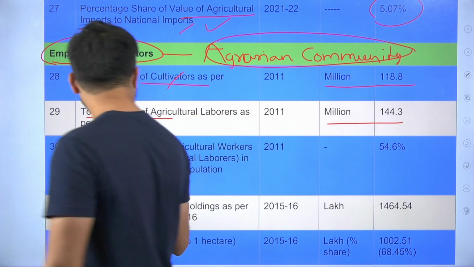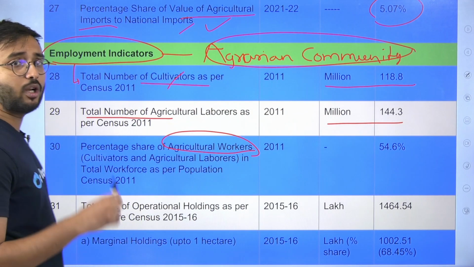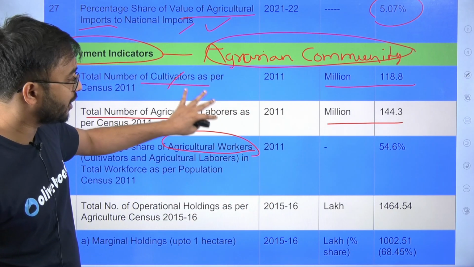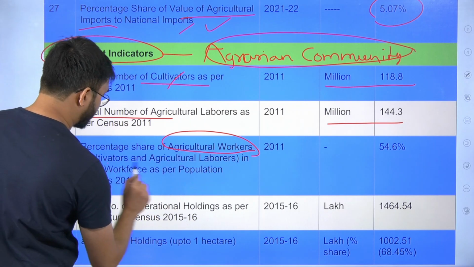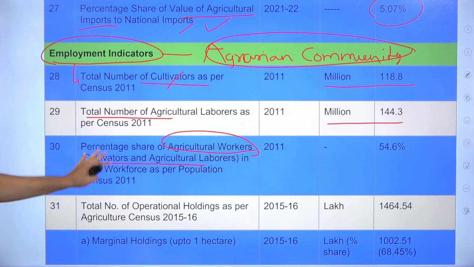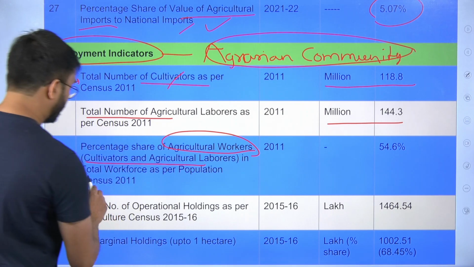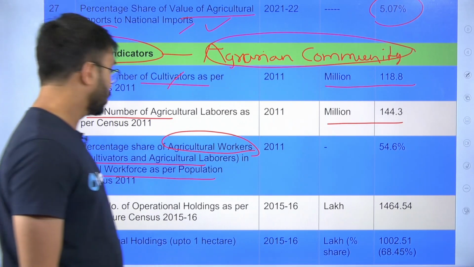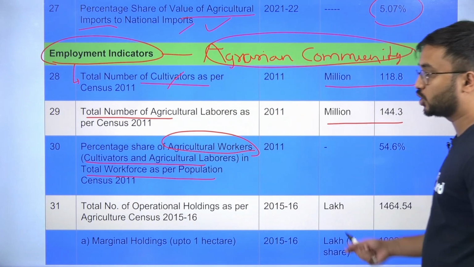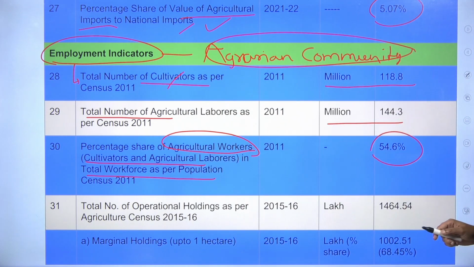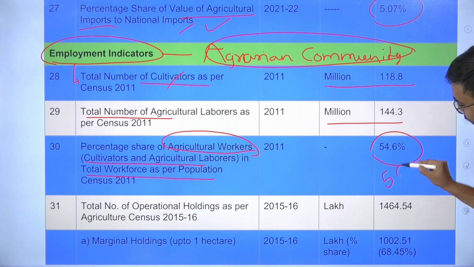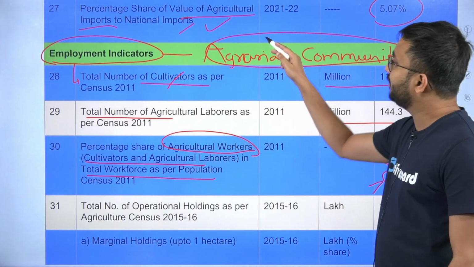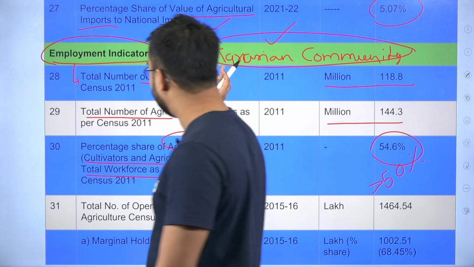Then the percentage share of agricultural workers. Agricultural worker is a holistic term which includes agricultural cultivators and agricultural laborers also. So agricultural workers includes cultivators plus agricultural laborers, and when you compare it with the total workforce, the percentage of agricultural workers to total workforce is 54.6%. That is why you can see more than 50% of the population is involved in agricultural activity, and that is why we call India an agrarian community.